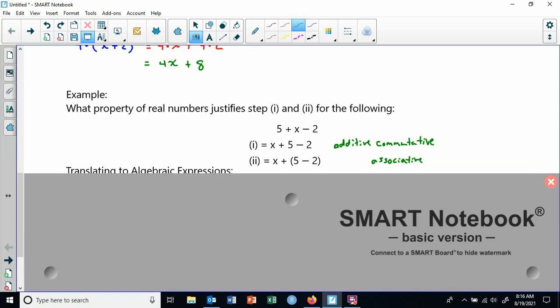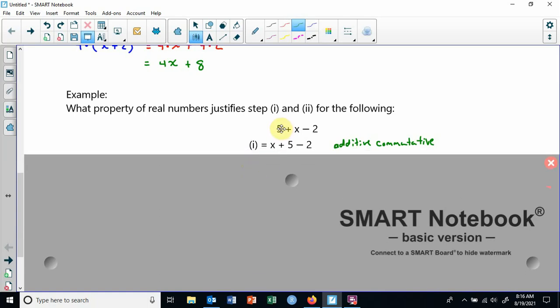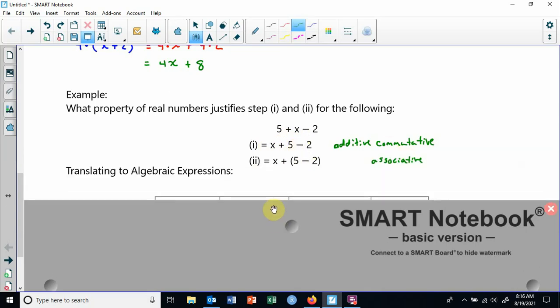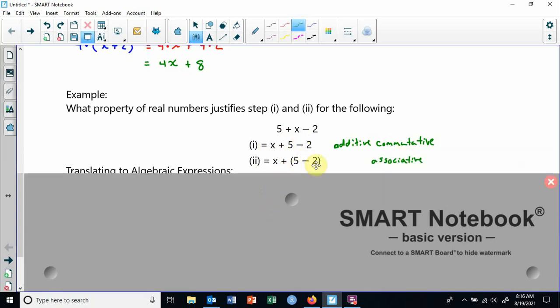So there, you might be asked to do something like that on a test and on my worksheet for sure. So make sure you could look one thing at a time. All you're looking for is what changed. Why was I allowed to make this change? Well, these two moved. That means they commuted. Is commutative. I regrouped. I reassociated. So it's an associative property.